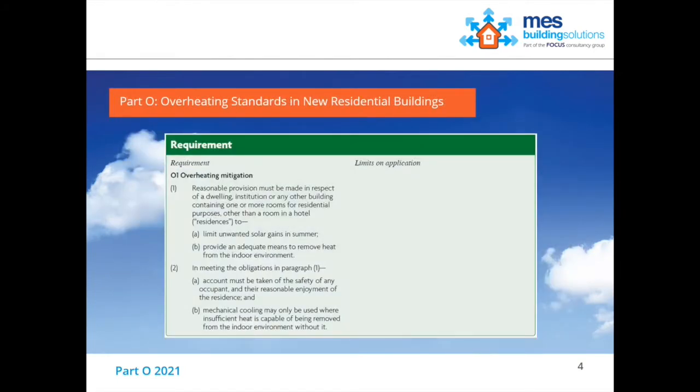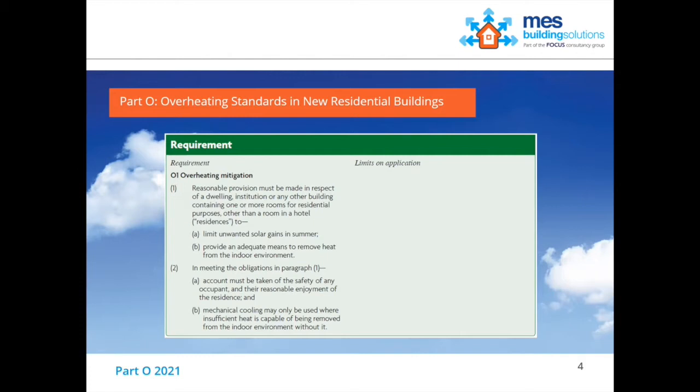So what does Part O actually require? Paragraph O1 of the building regulations says that we must make reasonable provision in respect of a dwelling, institution or any other building containing one or more rooms for residential purposes other than a room in a hotel, to do two things. We have to limit unwanted solar gains in summer, so we've got to stop heat getting into the building. So obviously reference that previous picture where we've attached a slightly dubious looking awning over a window to provide some shading of that window. That's the aim of that, is to limit those unwanted solar gains.